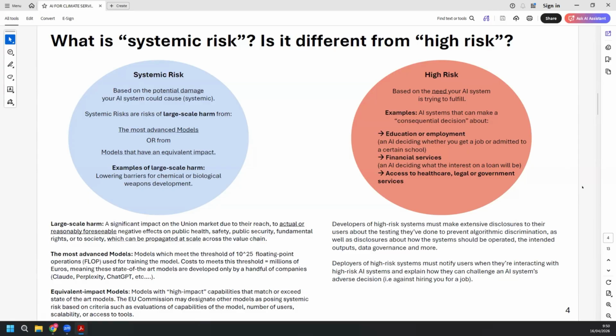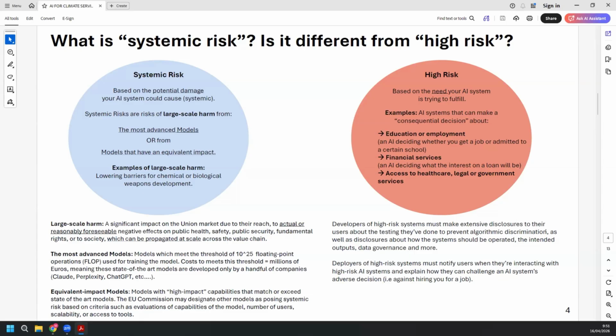Versus high risk is based on the need or application that your AI system is trying to fulfill. And it's making consequential decisions about education or employment, right? So this means an AI deciding whether you get hired, whether your CV gets looked at. This means an AI deciding whether you can open a bank account or get a loan from a bank, or an AI deciding whether you get a bed at a hospital, for example. So all of these systems, because they are making consequential decisions in these areas, are considered to be high risk under the Act.